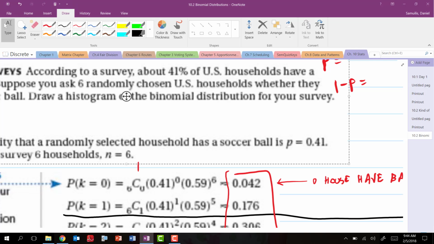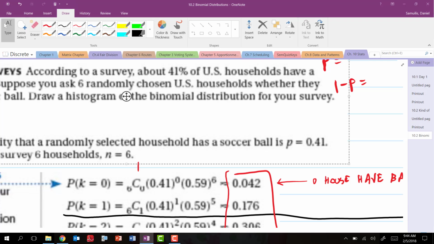6C0. Zero houses have a soccer ball. 41% of the households do, so 0.41 raised to the 0 times 0.59 raised to the 6th power. Oddly enough, this is kind of a low percentage, a 4.2% chance, because that's not likely to happen. Almost half the houses have a soccer ball.